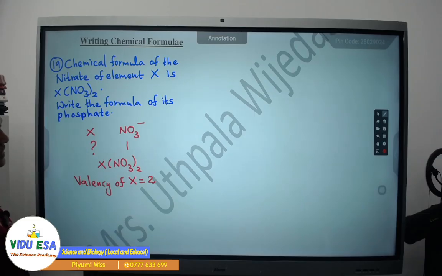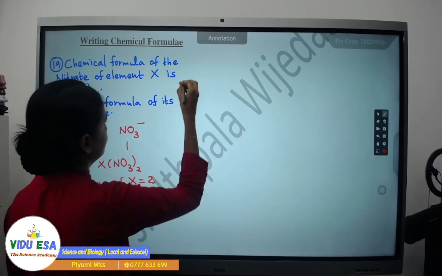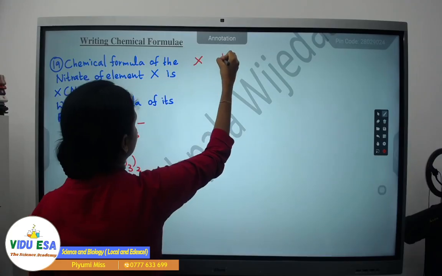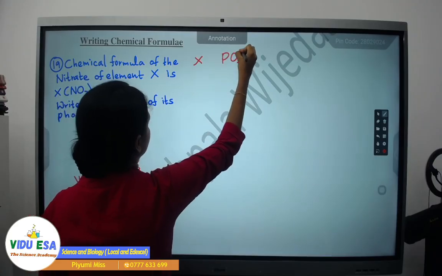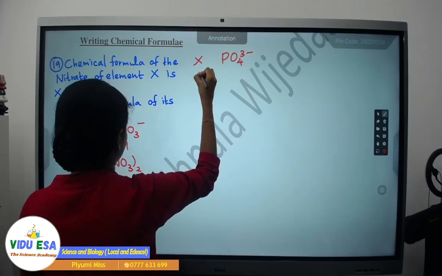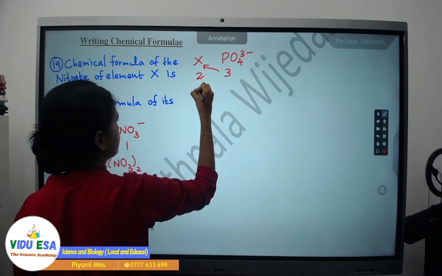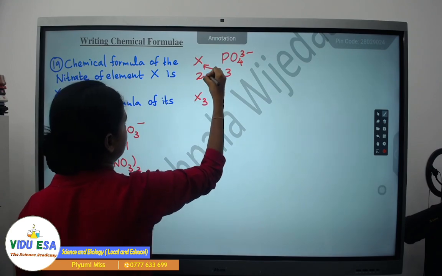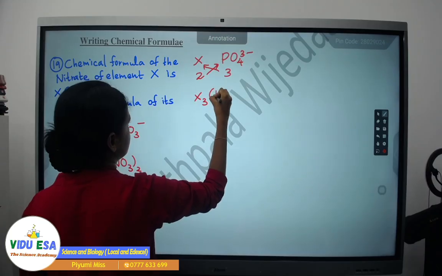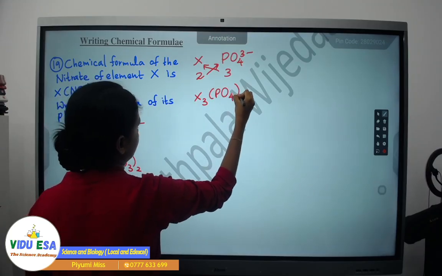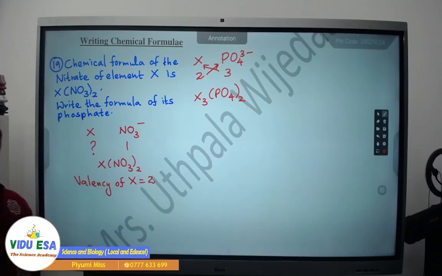And then easily you can write the formula of the phosphate of element X. XPO4. 3 minus. X, the valency is 2, and here it is 3. So once you exchange, it becomes X3. Then here it is PO4 twice. X3PO4 twice. Hands up those who got like this. X3PO4 twice.